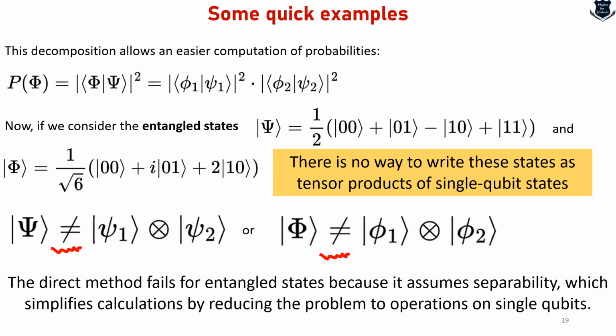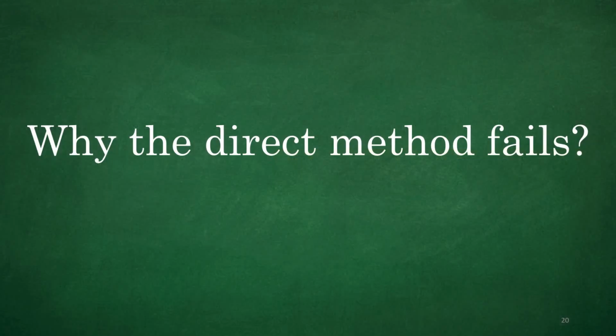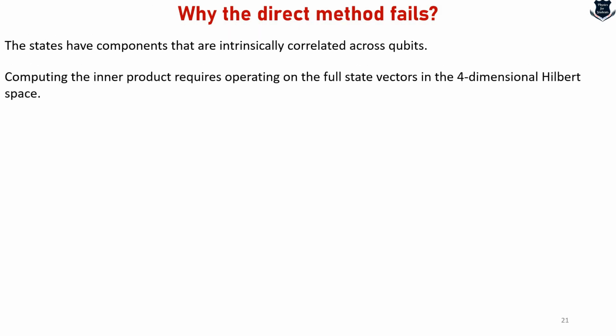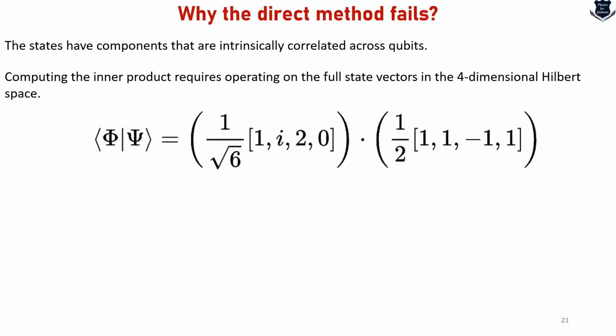So, we use the direct method. Earlier was not the direct method. The direct method fails for entangled states. Why? Because it assumes separability, which simplifies calculation by reducing the problem to operations on single qubits. Now, we will look into this part a little more, why the direct method actually fails. The direct method fails for entangled states because it assumes separability, which we have seen earlier, and computing the inner product on the full state vectors of 4-dimensional Hilbert space comes to this.